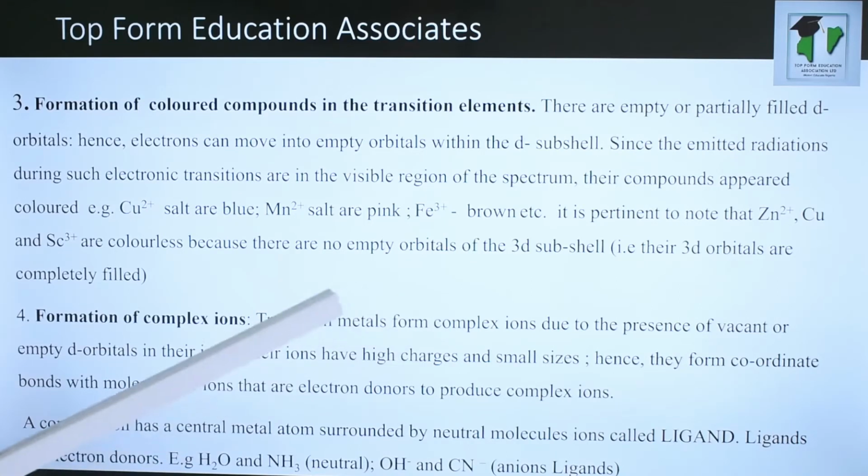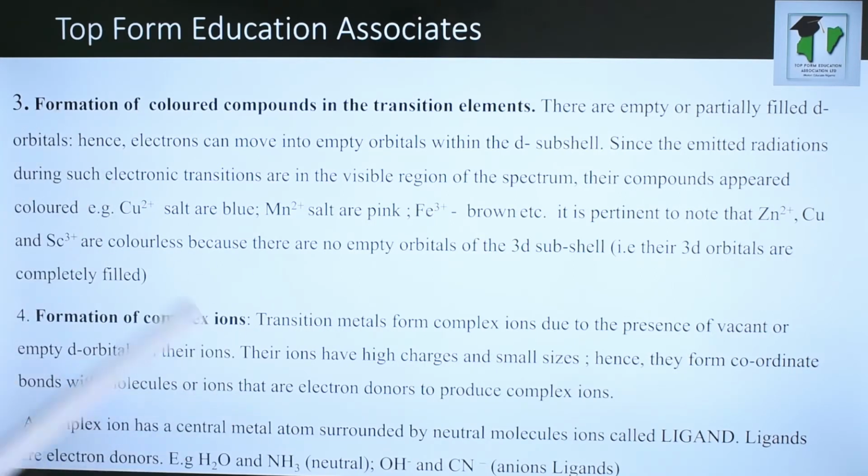Now those molecules that surround the central metal and donate electrons in order to form a bond are called ligands. So ligands simply means electron donors. The complex cannot be complete without the ligands, because it is the ligands that supply electrons to the central metal atom to form a bond. And the type of bond that is formed in a complex compound is called a coordinate bond. It's called what? Coordinate bond. I hope you are following. Good. Let's move.